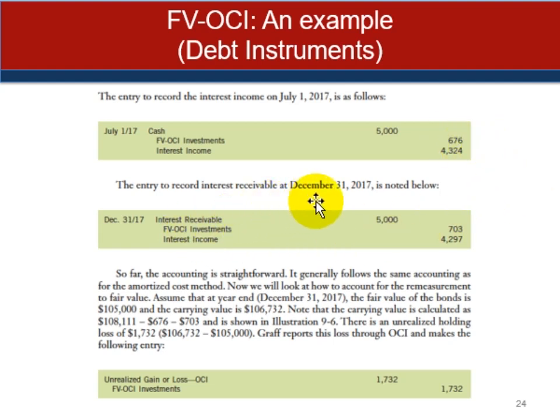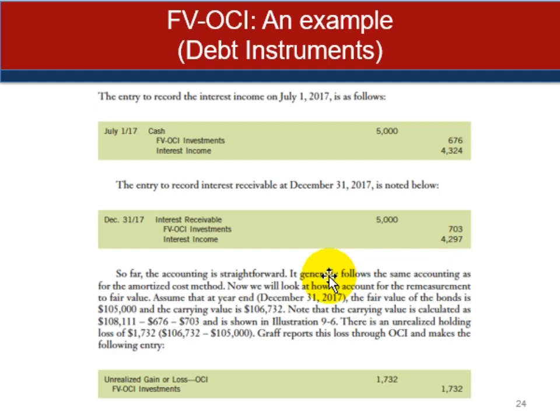Then at December 31st, 2017, which is the day before we receive our next coupon payment, we have interest receivable. We haven't actually received it in cash yet, $5,000. Again, we calculate the interest income based on the amortization table, and the value is going down, $703. So we clearly purchased this bond at a premium because we're getting a 5% return, and the interest income is based on something less than 5%.